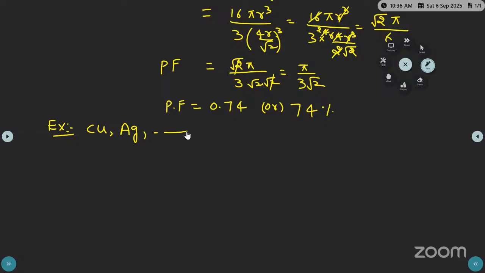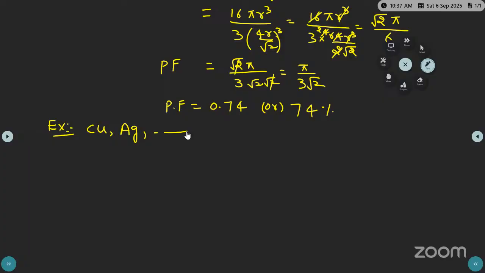What is the packing factor value of BCC? 0.68. What is the coordination number of BCC? 8. Coordination number of FCC is 12. Coordination number of simple cubic structure is 6.